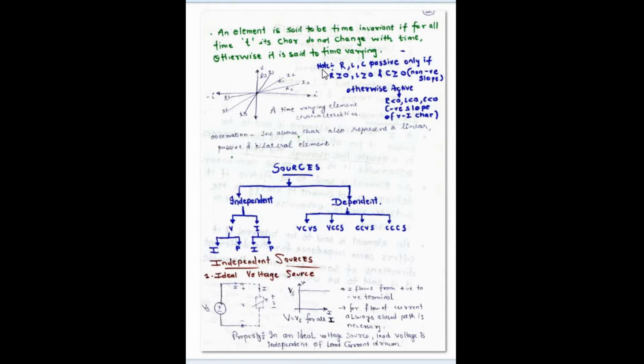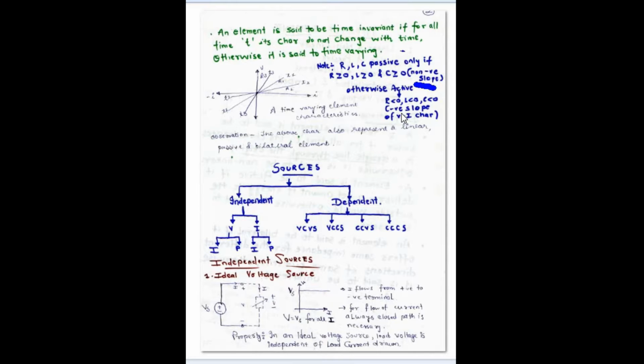Now one important note I want to share with all of you is that the RLC elements are passive only if R is greater than 0, L is greater than or equal to 0 and C is greater than or equal to 0. In other terms, there is a non-negative slope. This is very important: if an element has a non-negative slope, then it is a passive element. Otherwise, it is active. If there is a negative slope in a VI characteristic, then it is an active element.